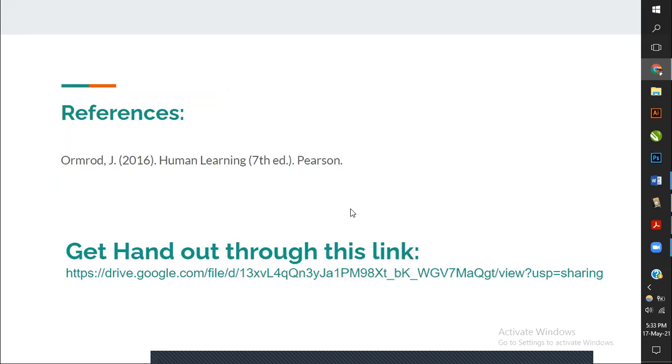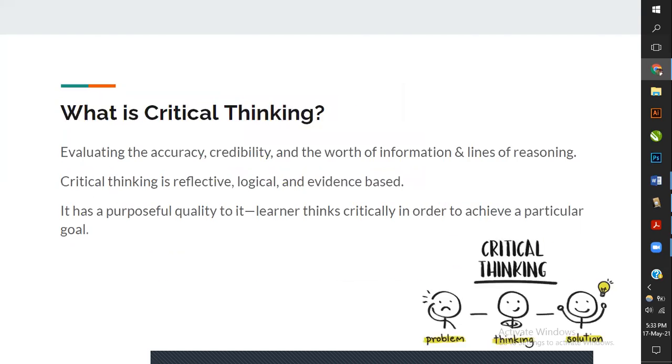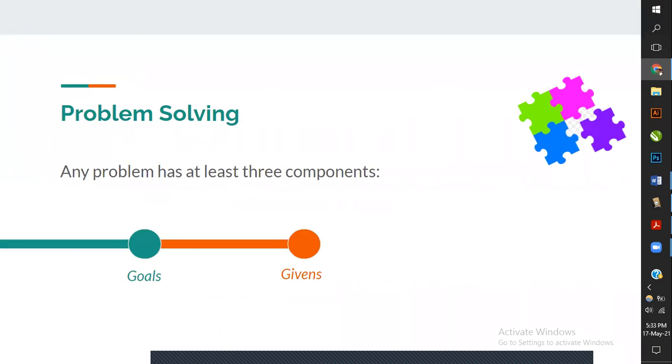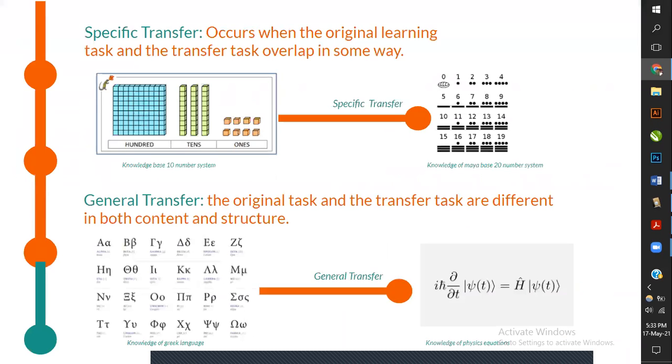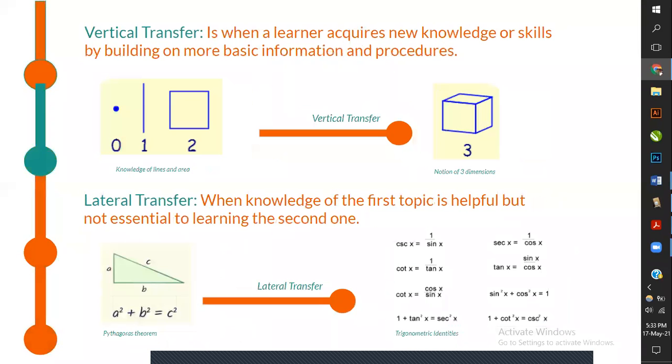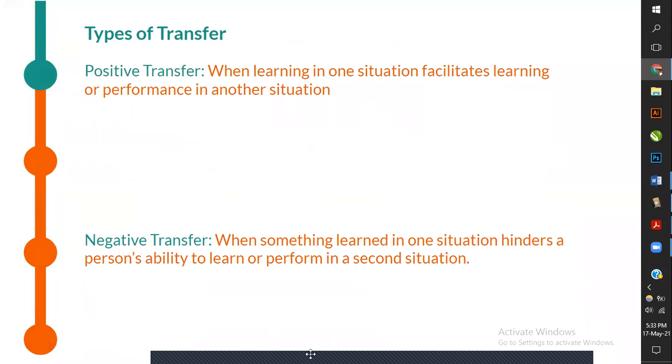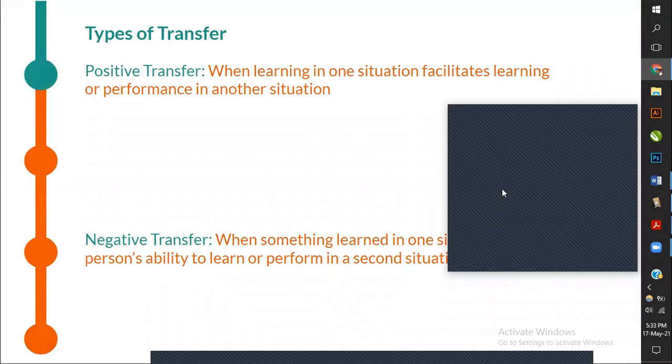And before we end this session, I'd like to ask if you guys have any questions on any of the slides we presented today. It could be transfer, it could be problem solving, and it could be critical thinking. So ask away, while we're still here before the session ends. Any questions?